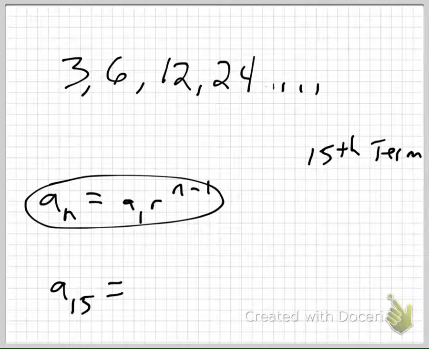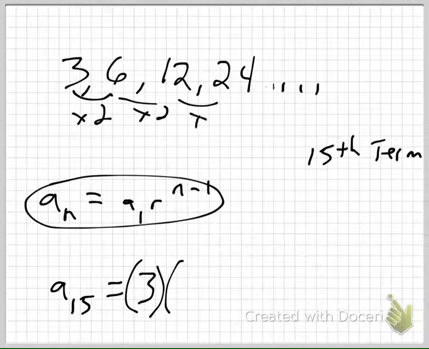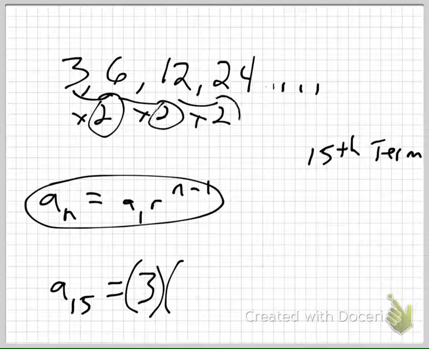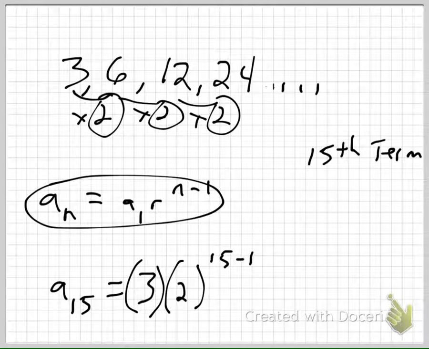A15 equals. What is A1? That's the first term. What's the first term? 3. So it goes 3 in parentheses times, what's R? The ratio, the common ratio. What did we decide was the ratio here? It was times 2, times 2, times 2, which means the ratio is 2. Does that make sense? It's the common ratio. Times 2 to the n. What was n again? 15 minus 1.